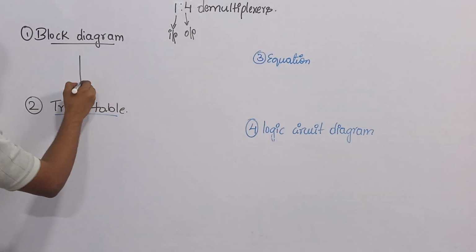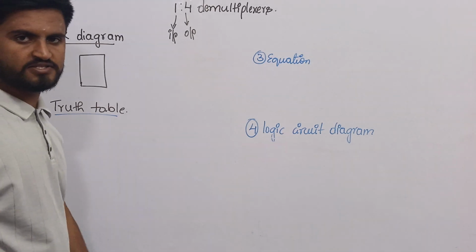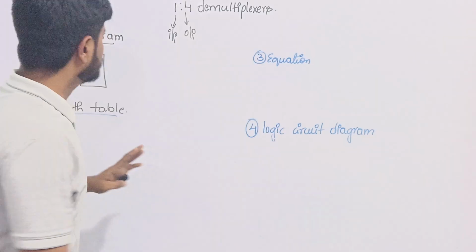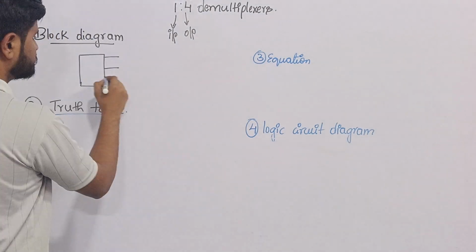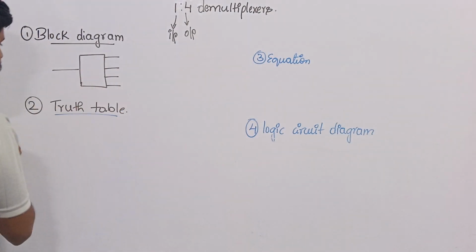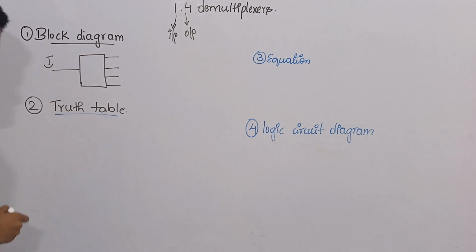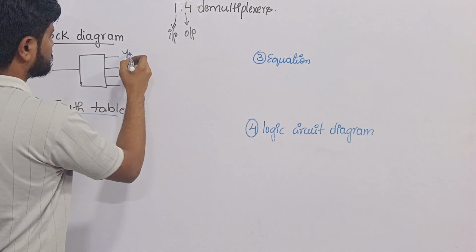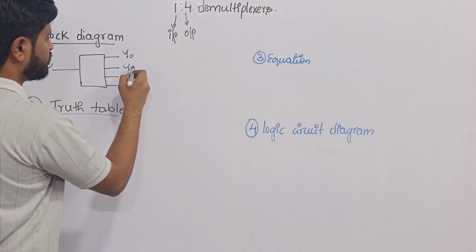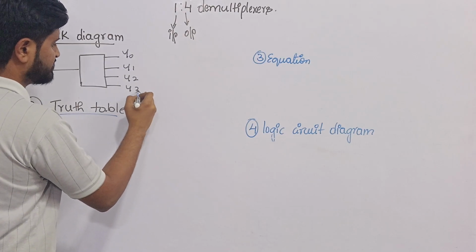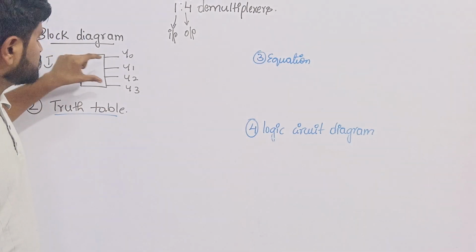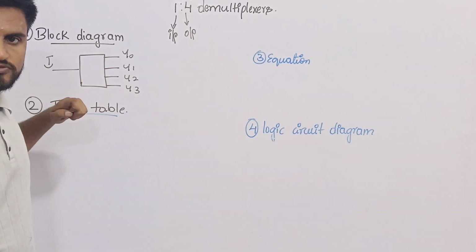Now let's represent it in the block diagram. In the block diagram we will just represent what the inputs and outputs in this circuit are. Four outputs and only one input. Let me call the input I, and I have four outputs, let us call them y0, y1, y2 and y3. Here I have a single input which must be passed through any of these four outputs.